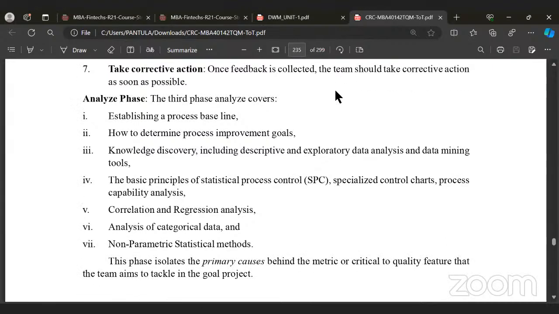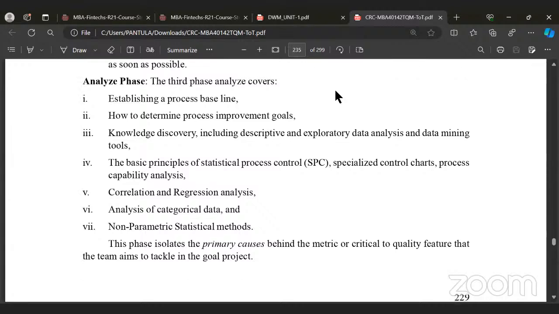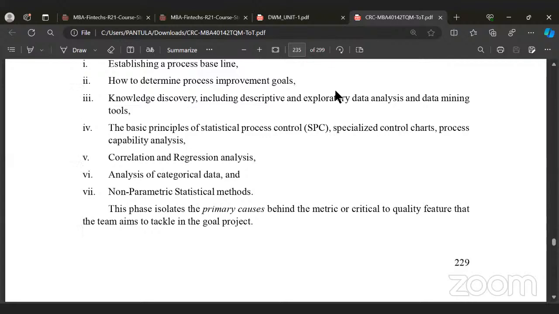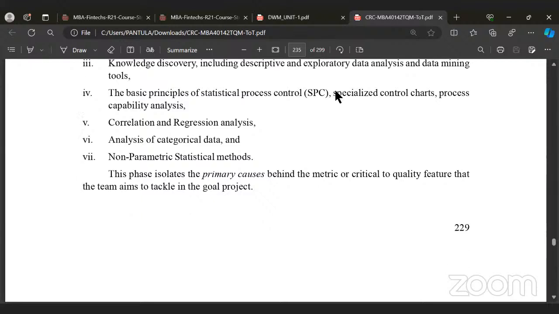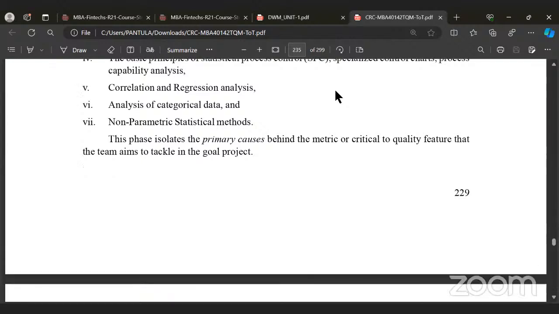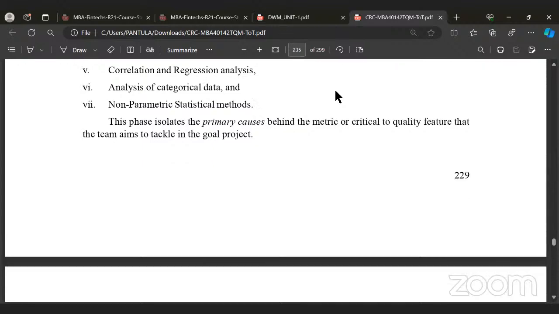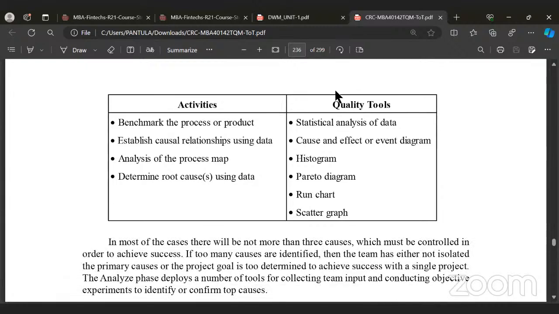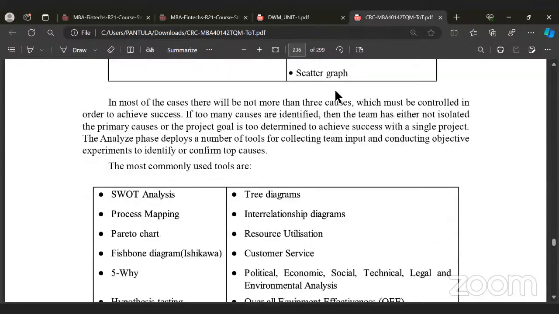DMAIC. So here the third phase is establishing the process baseline: how to determine the process baseline and improve the goals. Now, acknowledge discovery, including the descriptive and exploratory data analysis findings. The basis is principal statistical SPC, control, correlation, regression analysis. Benchmark the process, statistical analysis, and establish causal relationships using analysis of the process map. So here, determine root causes; statistical control is going to be used.